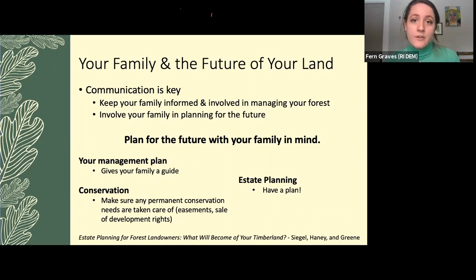They have families that are grown up, maybe moved away, but it doesn't mean you can't start involving them now. So make sure that your family members are aware of your plan, your management plan and what's in it and what you're doing and why you're doing it.